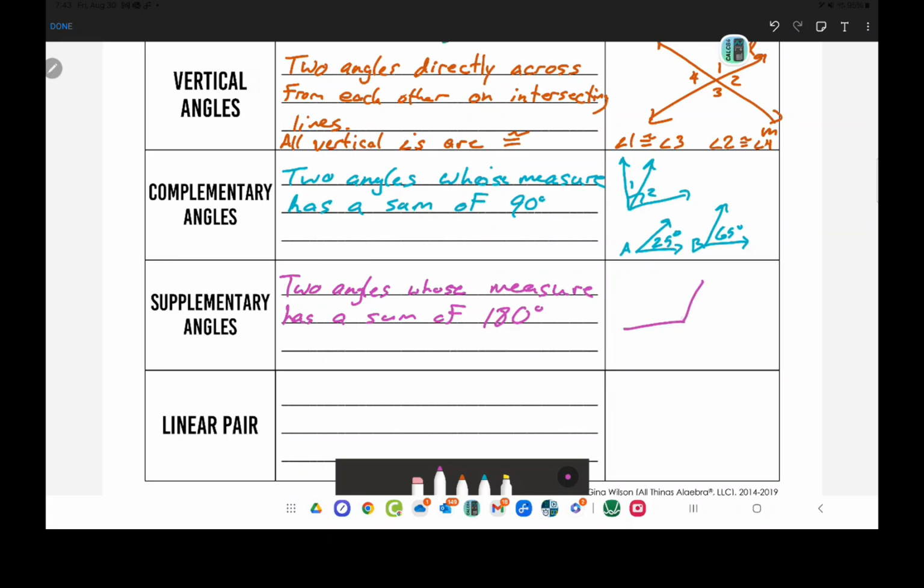So, 20, 60. Don't forget to use the degree symbol when you're talking about degrees. Again, it's like putting a period at the end of your sentence. It's just grammar. All right. So two angles whose sum is measured 180, they're called supplementary.